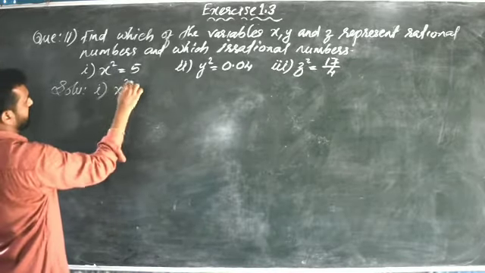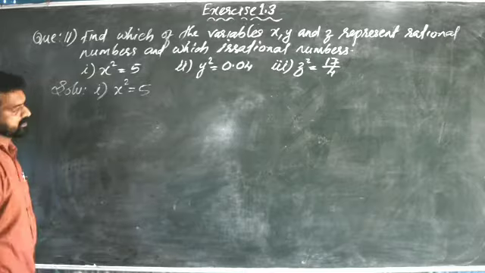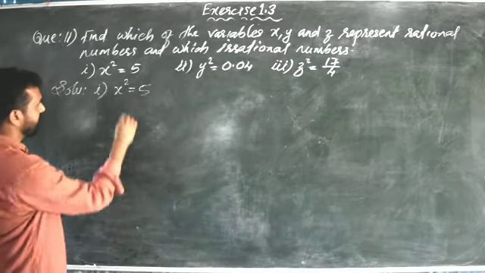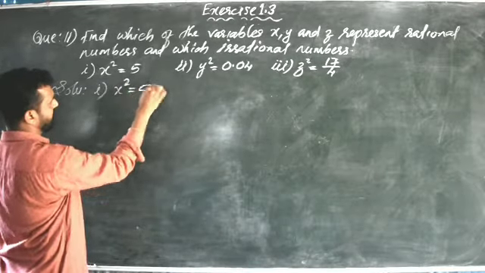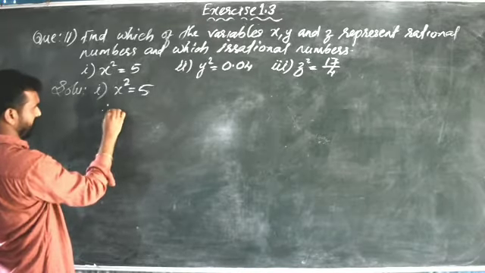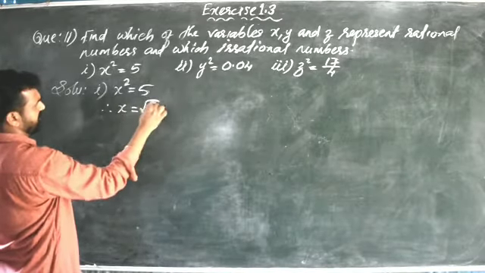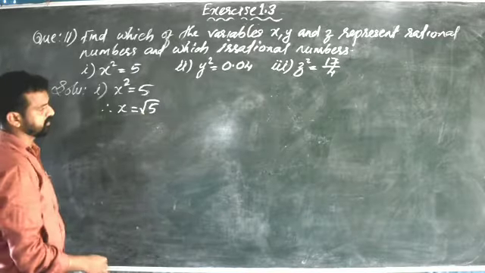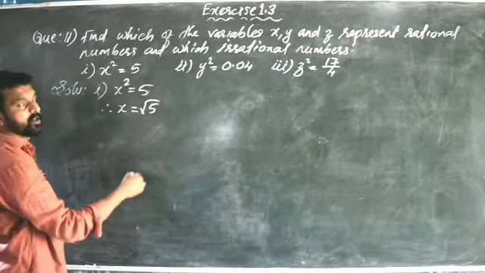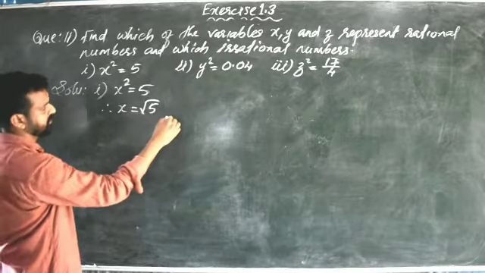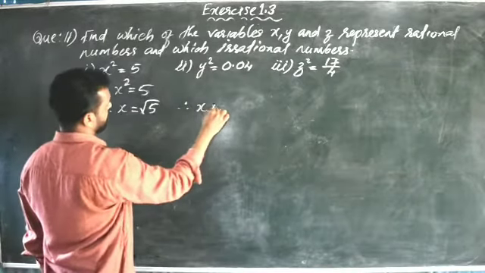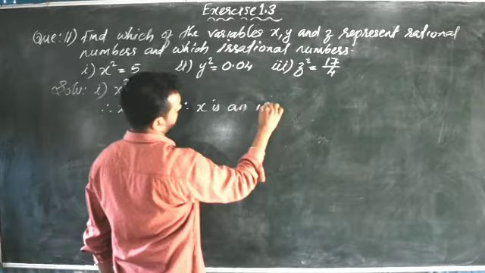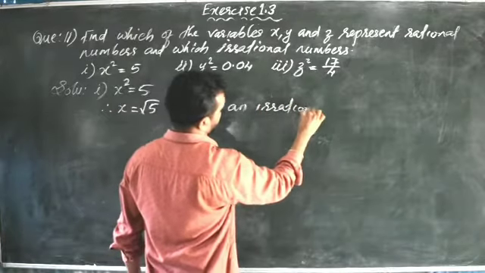First, x square is equal to 5. Transposing the square to the other side, it becomes a square root, so x is equal to the square root of 5. We know that root 5 is an irrational number. Therefore x is an irrational number.